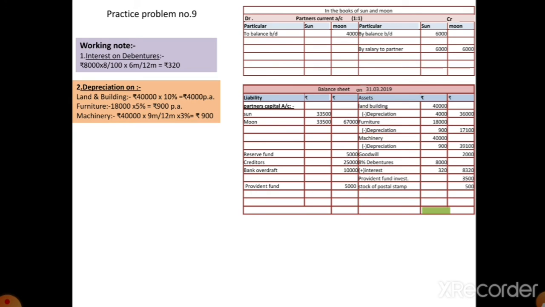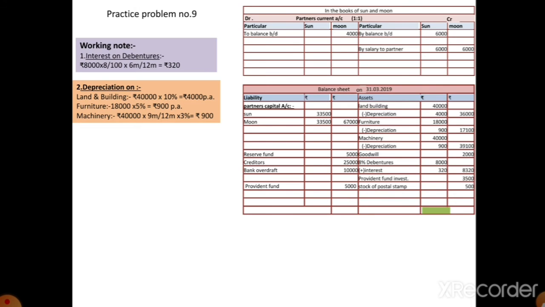How is it calculated? 40,000 into 9 months divided by 12 months into 3% rate given, is equal to rupees 900. So 900 depreciation we charged, and that is shown in the balance sheet asset side. We deduct that depreciation of 900 from the machinery, and the balancing amount of machinery is 39,100.